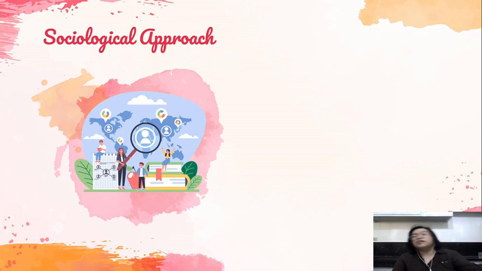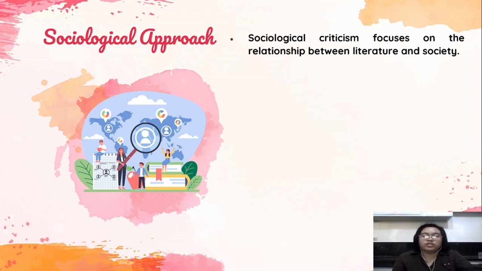Next is the sociological approach. So sociological criticism focuses on the relationship between literature and society. So basically, a critic using this approach looks at the relationship between the literature and the society.